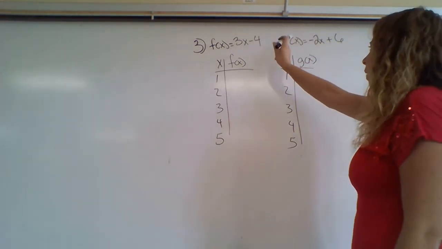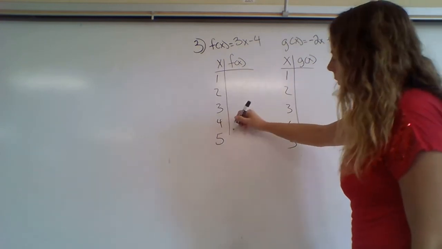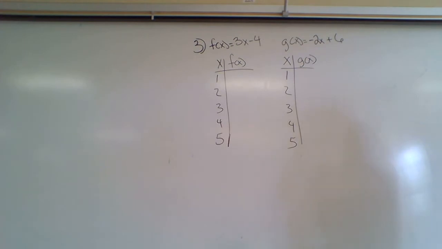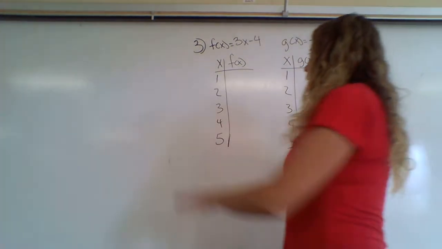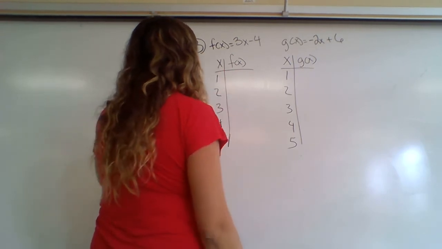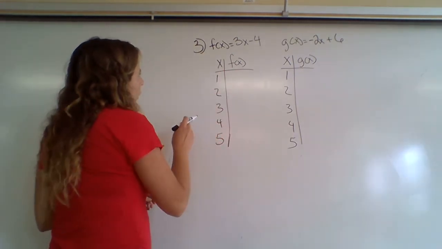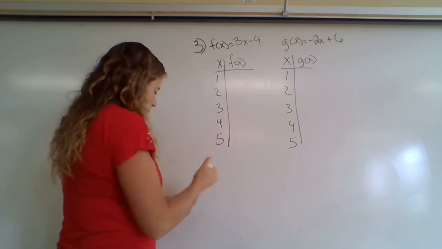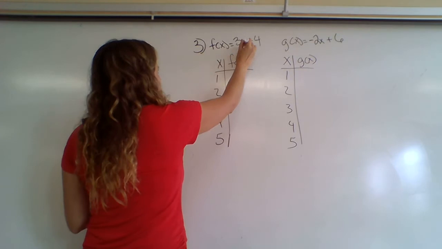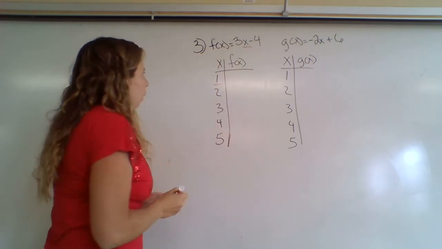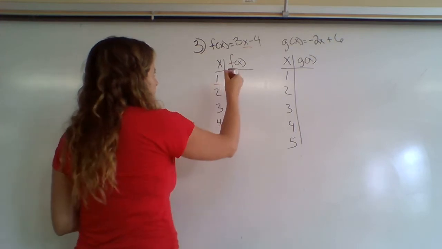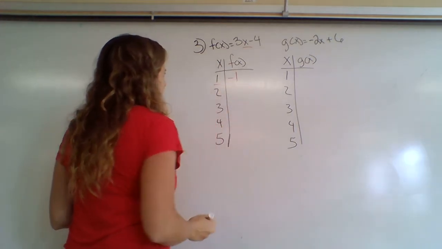They give you f of x, g of x. And they give you a table that looks like this. You have to fill in. So now you're substituting in the x values to figure out f of x. So if x is 1, substitute 1 in for x. 3 times 1 is 3, minus 4, negative 1.